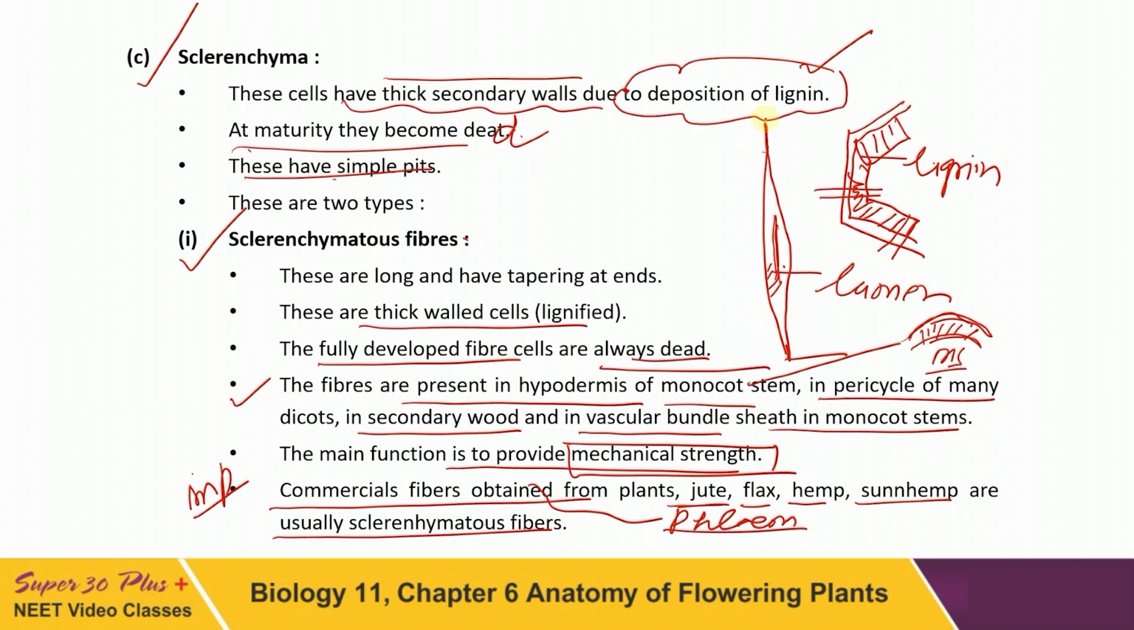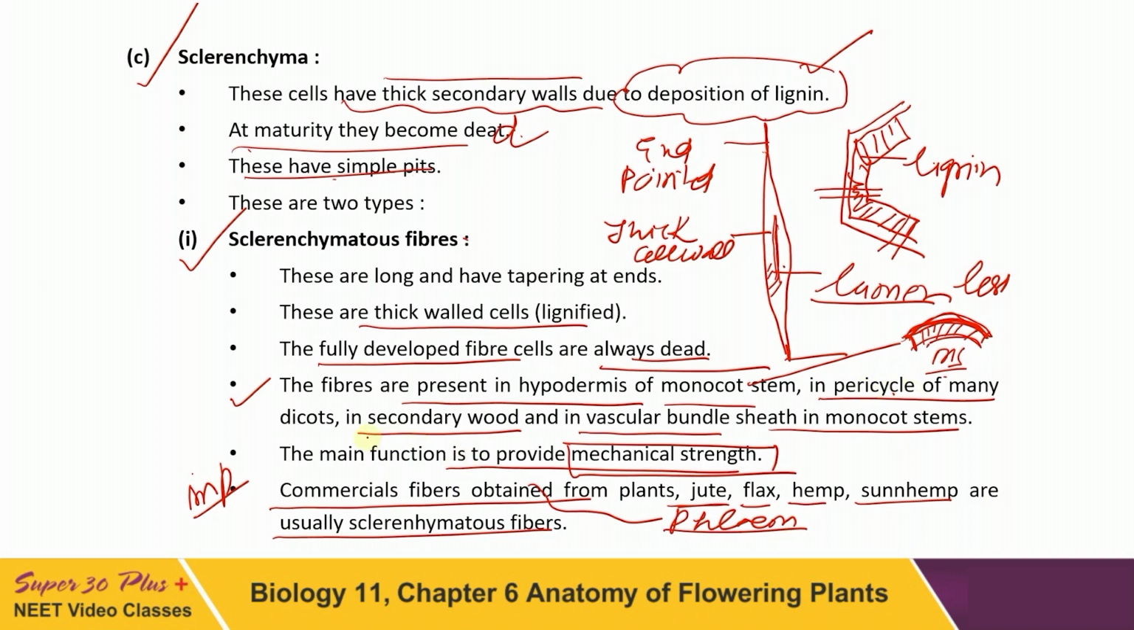These fibers have tapered ends, pointed ends. The lumen is less and the cell wall is thick. Is it right? These fibers are present in the hypodermis of monocot stem. You have to remember, in monocot stem, this is the epidermis, this is the hypodermis made up of sclerenchyma, and that is pericycle. In time to come you have to learn pericycle.